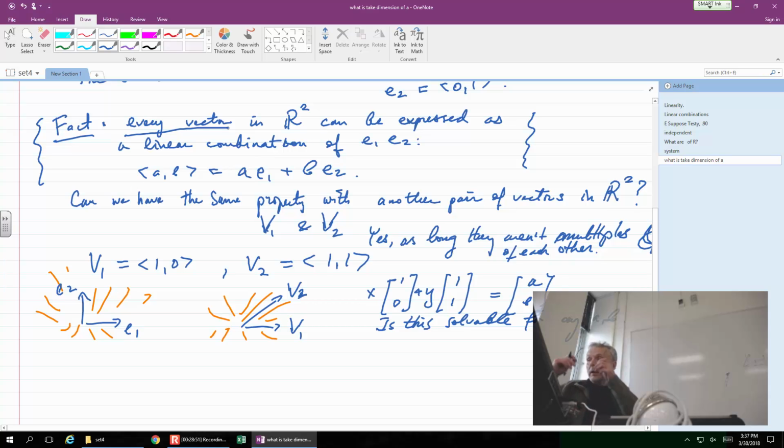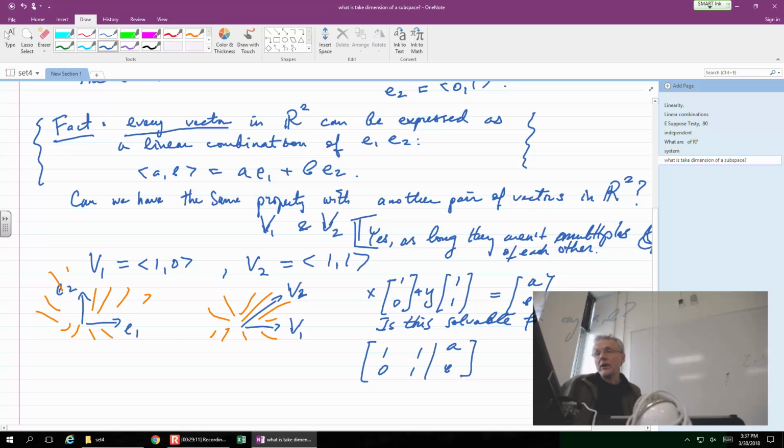Is it solvable for every AB? The answer is indeed yes, the same thing as right here. As long as they're not multiples of each other, it is true. We can demonstrate it fairly easily if we just prove that statement that we made over here. So it will be the matrix (1, 0, 1, 1) augmented with AB.